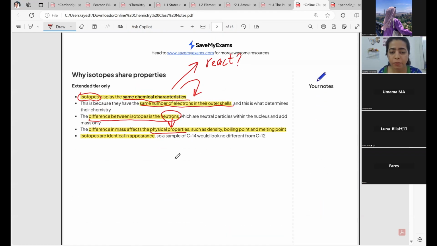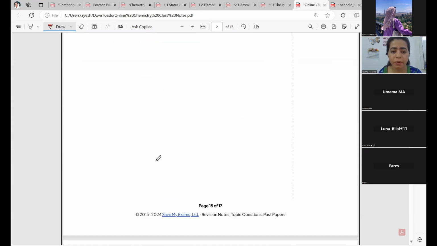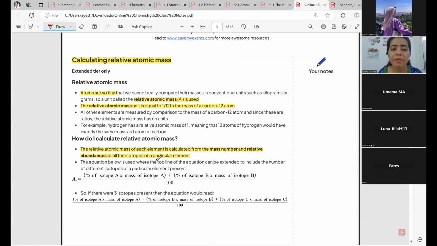Okay, let's move forward. These are all about the properties of the isotopes. Now we have the next topic.